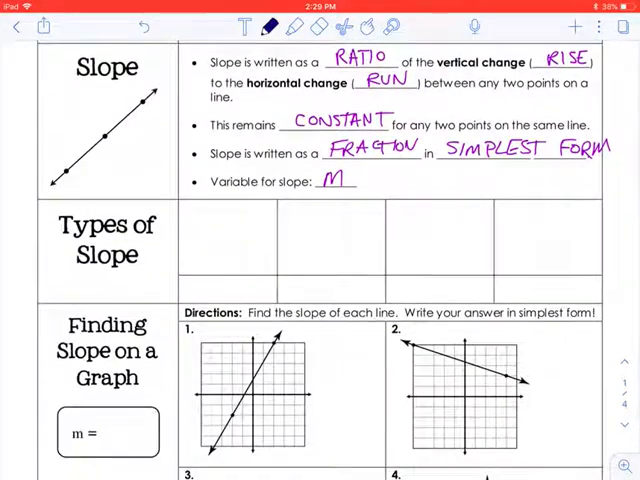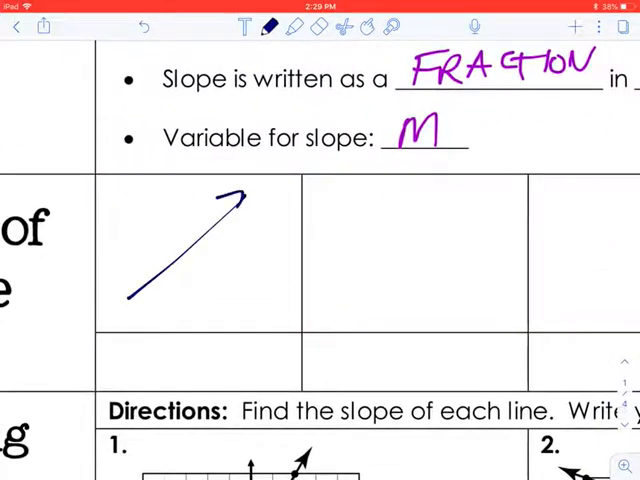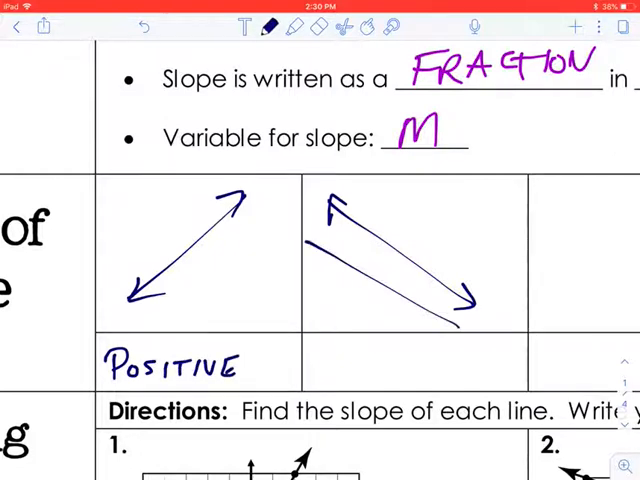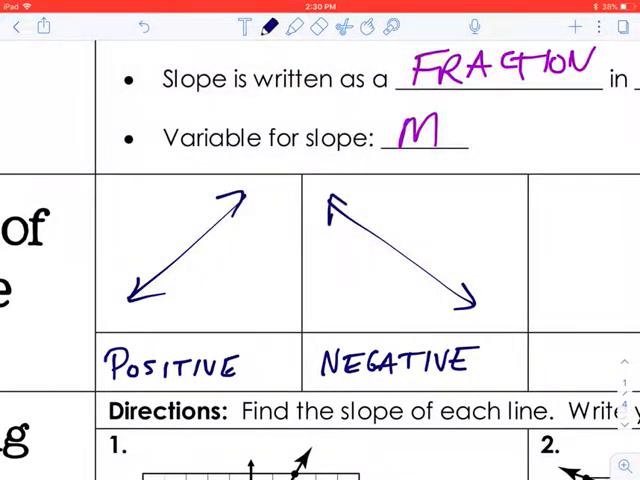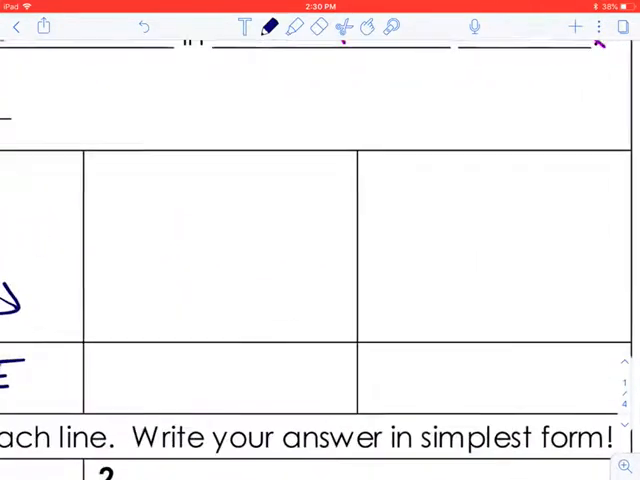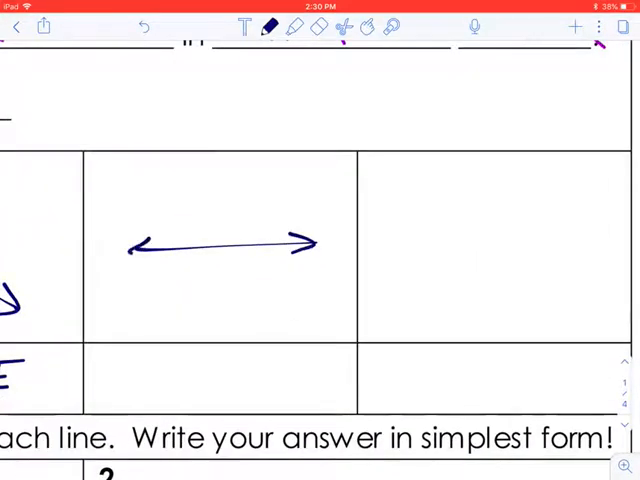Okay, so we have 4 types of slopes. The first 2 are the most common. Okay, if it's going uphill from left to right, that is positive slope. And if it's going downhill from left to right, that's negative slope. Okay, so you always want to double check as you're going through something like that to see if it's positive or negative. Okay, and then the last 2 are less common but do come up sometimes. Straight across and straight up and down.